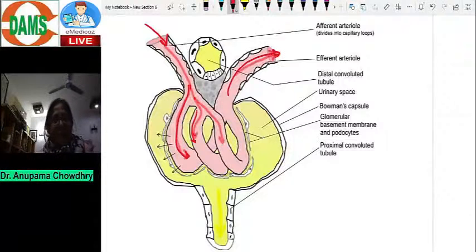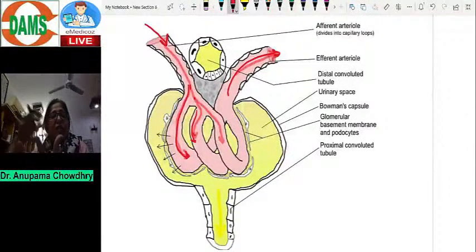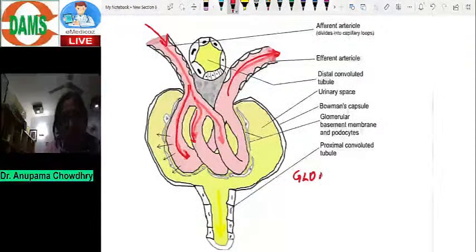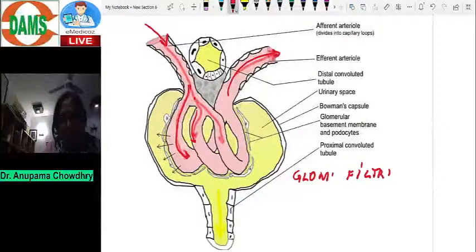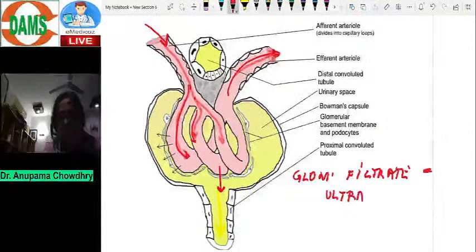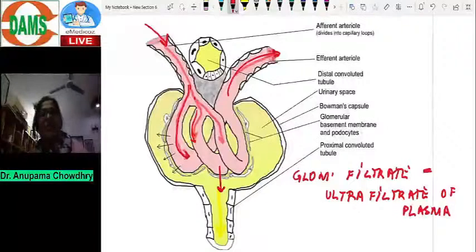So literally this is acting like a sieve. So what is going to be filtered is the plasma. The glomerular filtrate which is formed will come here into the Bowman space. This is an ultrafiltrate of plasma. When I say ultrafiltrate of plasma, what do I mean by that? That means the filtrate which is going to be formed is basically plasma minus the plasma proteins. Have you understood? Proteins are not going to be filtered.